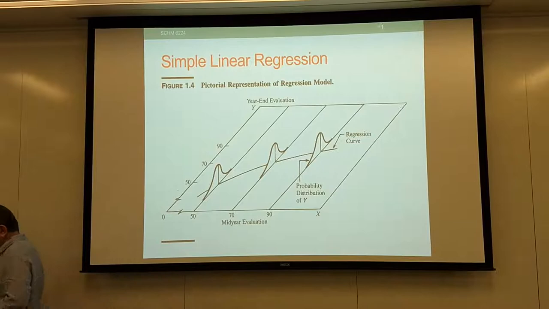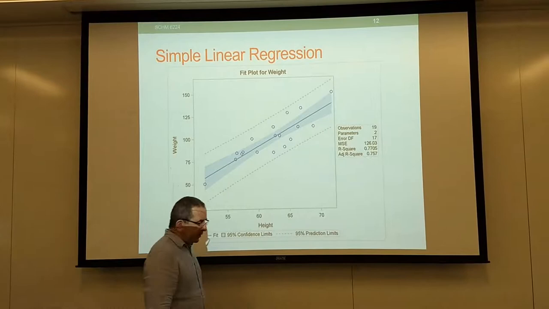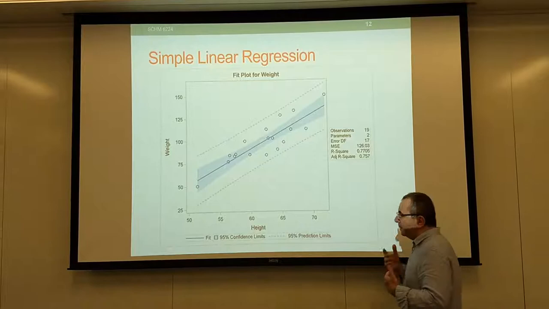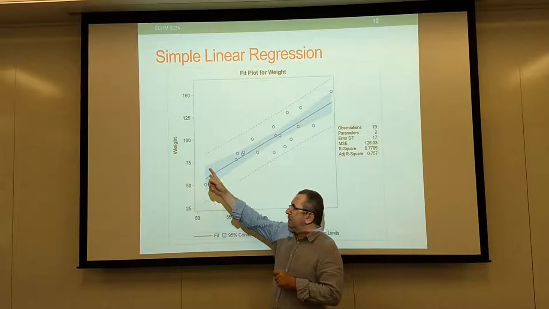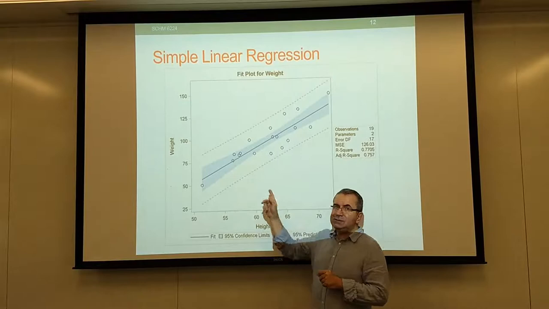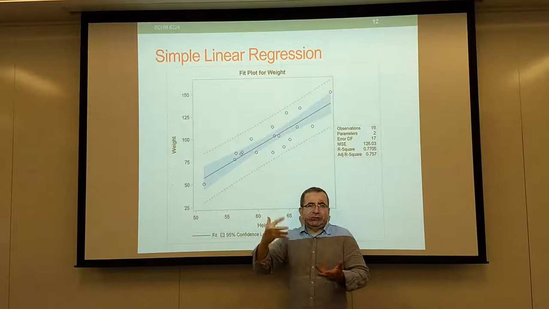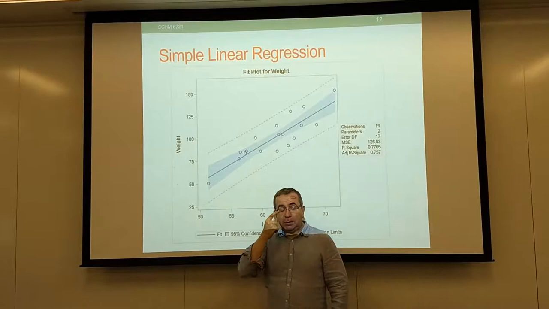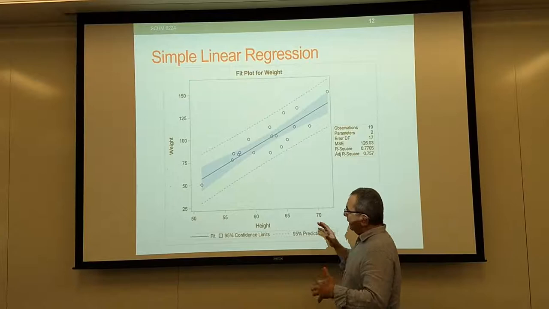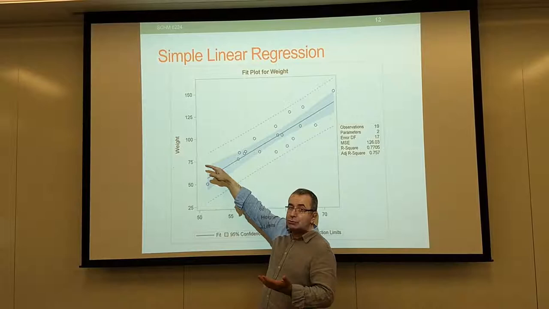Now, here's another example, weight versus height. Here, which one is the dependent variable, which one is the independent variable? Weight depends on height, but height doesn't depend on weight. As you gain weight, your height doesn't increase. But as you grow taller, you naturally weigh more. So the relationship here is such that a person's height explains or contributes to or affects their weight.